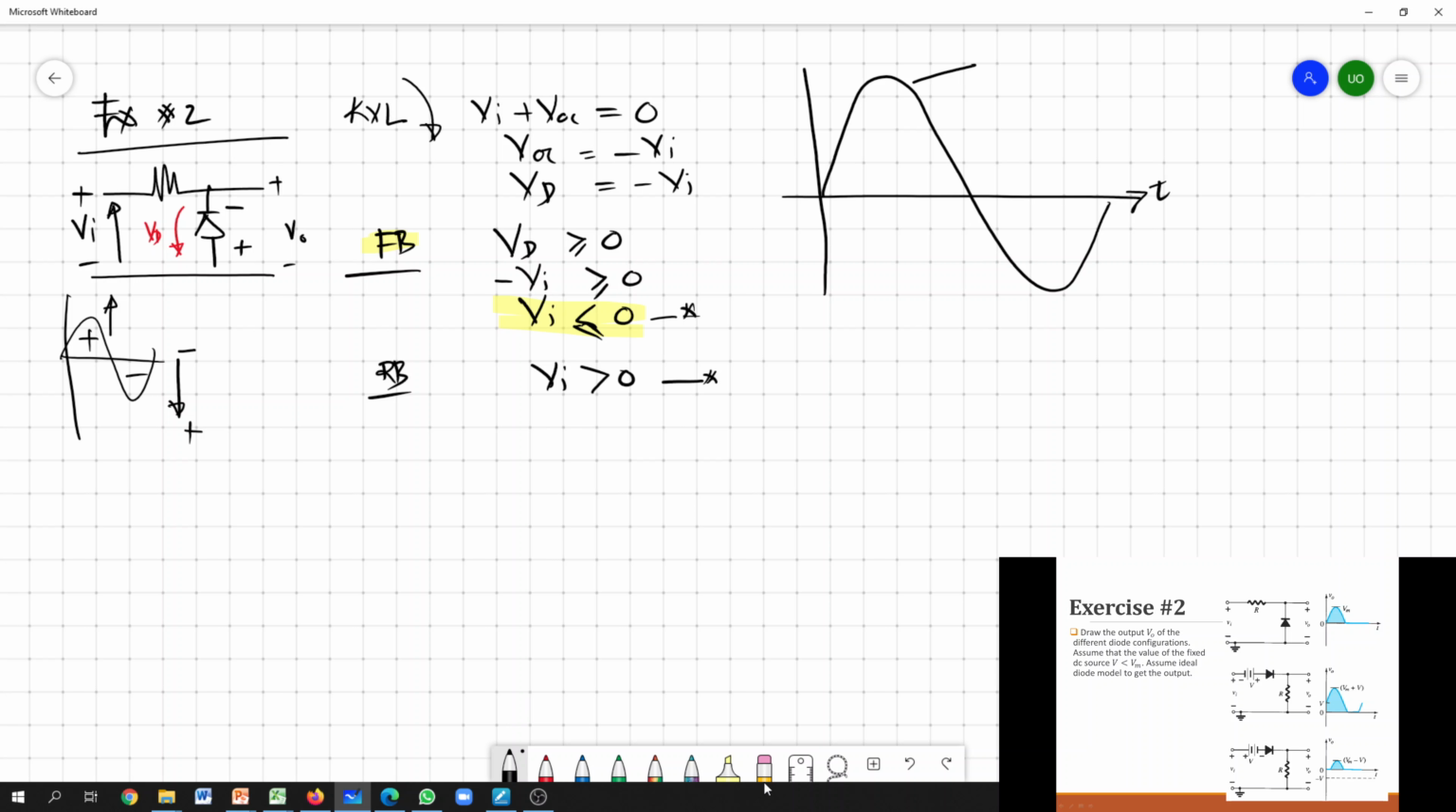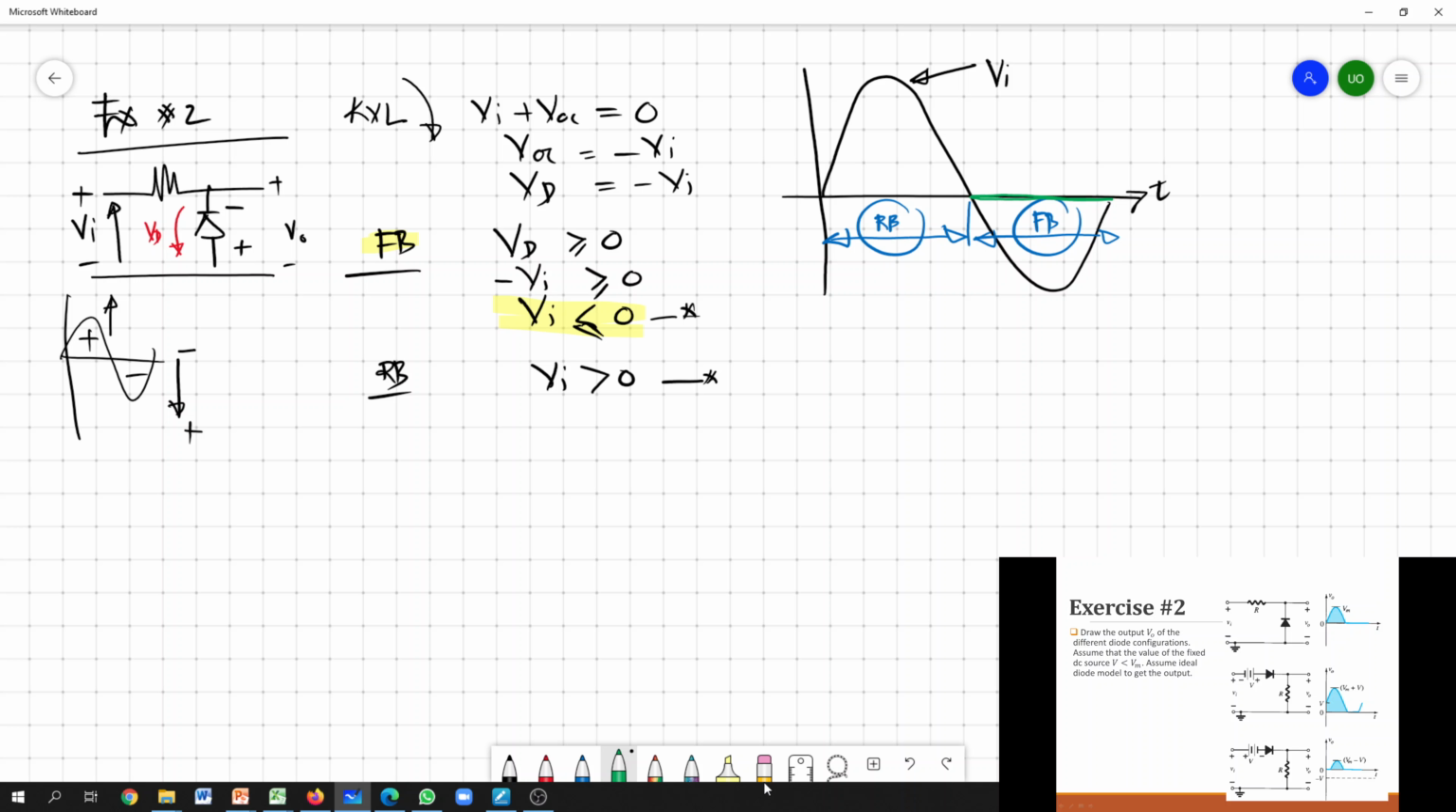Okay. So this is your input, Vi. Vi greater than 0 means during this block your diode is reverse bias. During this block your diode is forward bias. So once this diode is forward bias, we can replace the diode with a short circuit element and V out would be 0, because this is short. So during this forward region your output is 0.